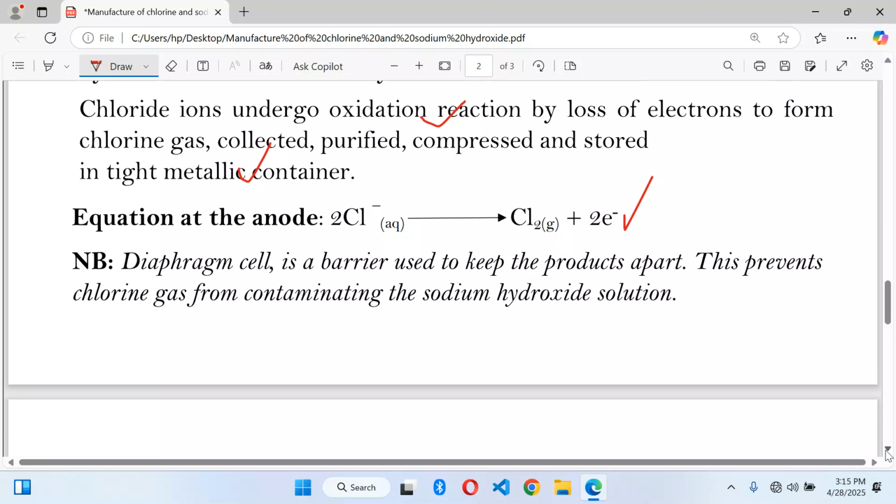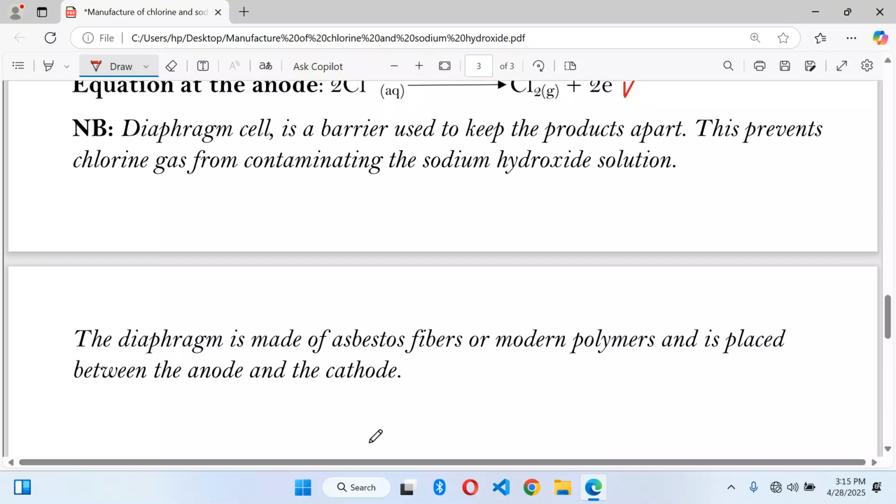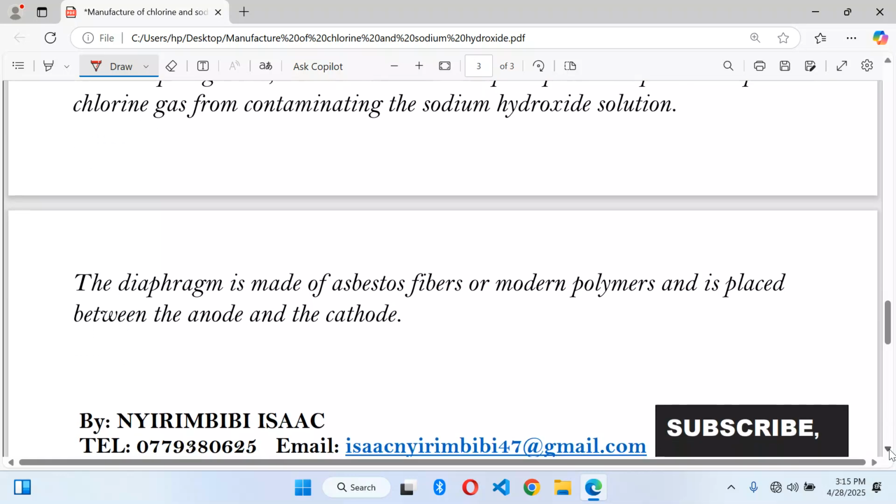So we're saying that this diaphragm is made of asbestos fibers, or what we call modern fibers, modern polymers, and is pressed between the anode and the cathode. We have already said the reason why it is pressed there is to prevent the contamination of the products which are formed.